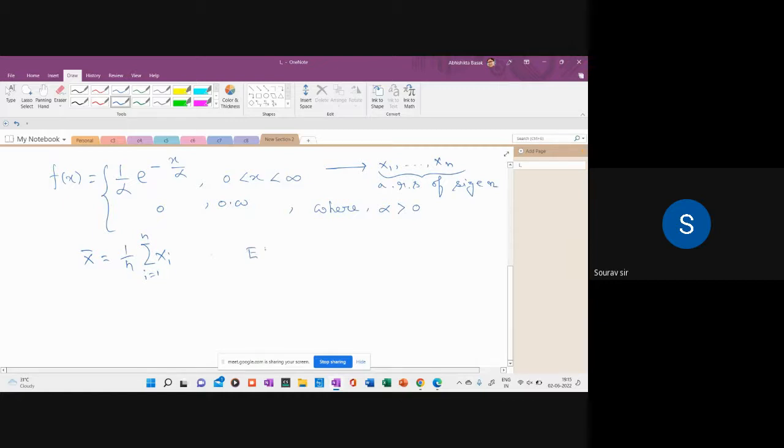So X bar is this. I need to check expectation of X bar equals expectation of 1 by n summation Xi, i running from 1 to n. From this distribution, first of all, I need to find the expectation of Xi. I know expectation of Xi is equal to alpha for all i, and the variance of Xi, if required, I will find, but I am just writing it. Expectation of Xi is equal to alpha for all i. That is for sure. If you try this out, you will get it. Shall I show how I am getting expectation of Xi equals alpha?